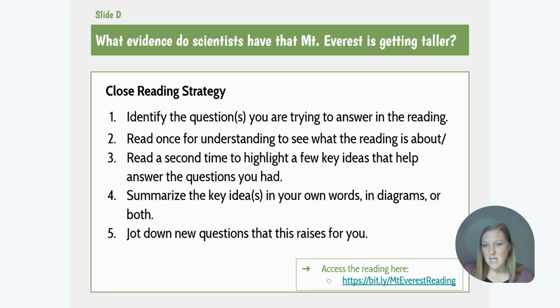So as you read, the close reading strategy suggests that you identify questions you're trying to answer in the reading. And then also we're going to read once for understanding, and that's what we'll do together. And then a second time to highlight a few key ideas that help answer the questions you had. You're going to summarize the key ideas in your own words or in diagrams or in both, and then jot down new questions that this raises for you.